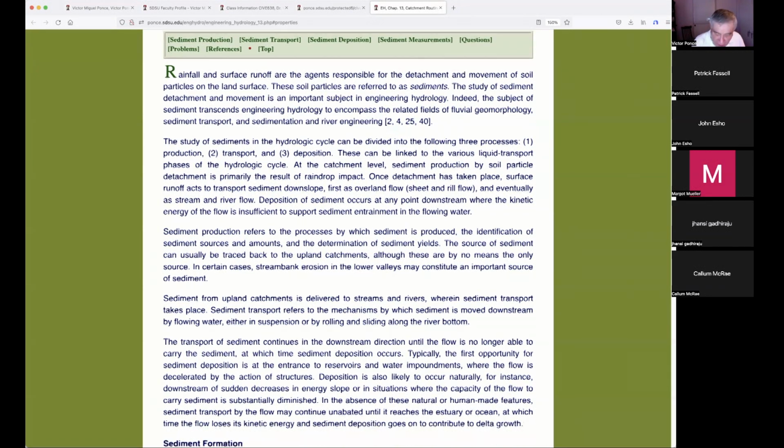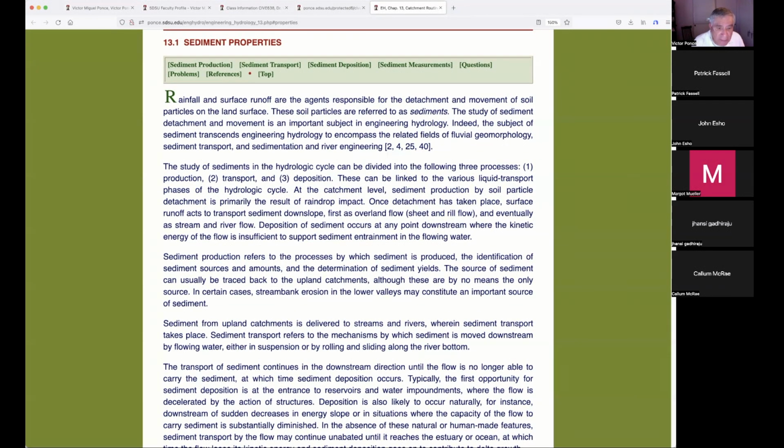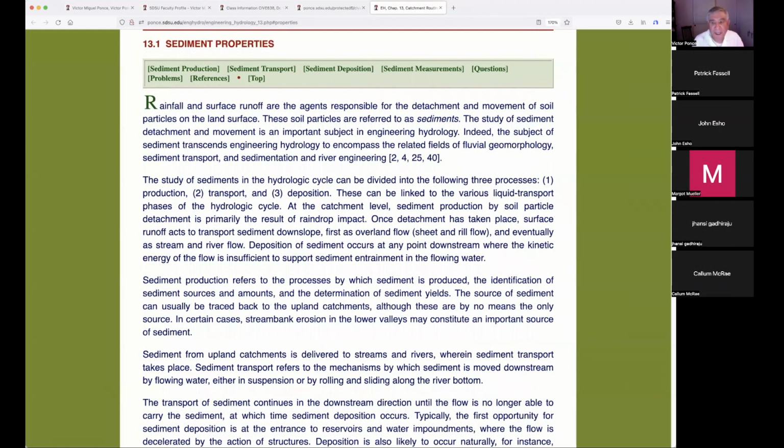Nevertheless, we're going to be looking now at the sediment properties. So this is part of my book, chapter 13 of my book. And by the way, I already said, and let me increase the size in here, that the processes are production, transport, and deposition. We're going to talk about production, then we'll talk about transport, and then about deposition.